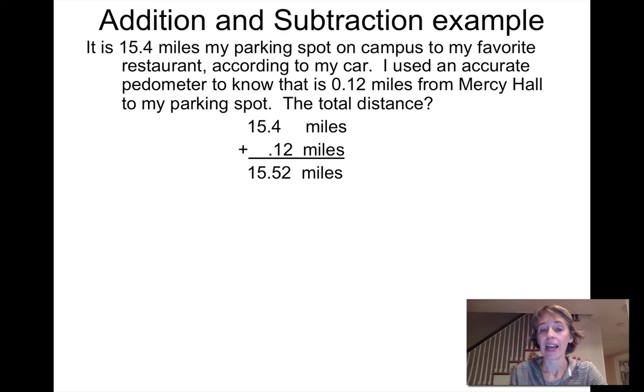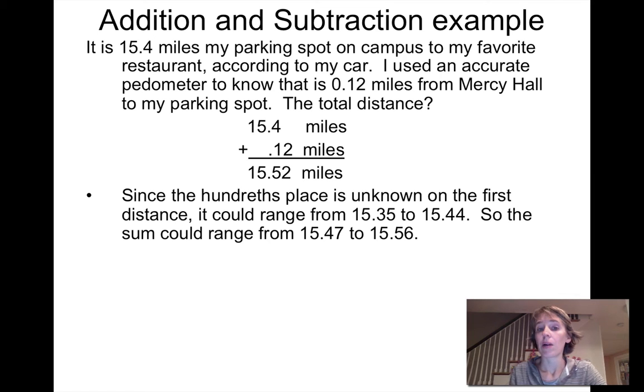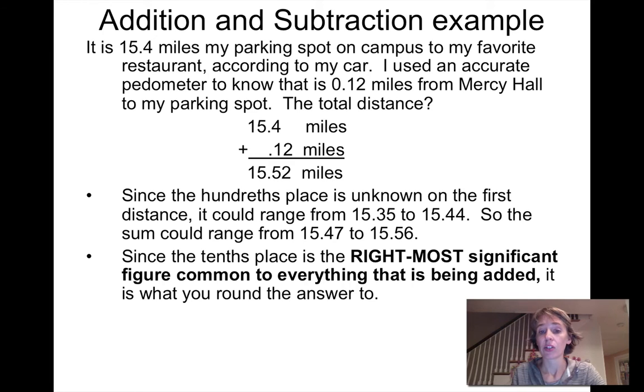these measurements. And so the numerical answer is 15.52 miles, but since the hundredths place is unknown in the first distance, that mileage could really be anywhere from 15.35 to 15.449. And that sum, therefore, could range over a pretty good amount of mileage. So we don't want to say 15.52 because that implies that we really know that 2 pretty accurately, when in reality it could be varying from 15.47 to 15.56. So we round to 15.5.